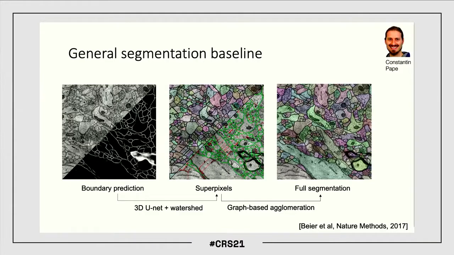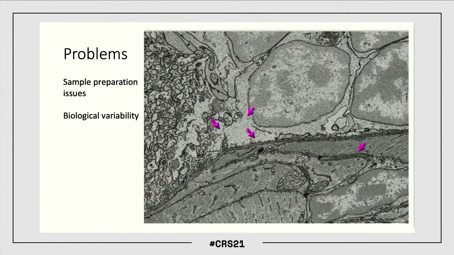And well, this works well, but it has its limitations. The limitations mostly come from the problems of sample preparation issues, where some of the arrows on this image are pointing to areas where we think there should be a boundary, but there isn't one. So it's missing in the image. We don't know why it's gone. It happens. Sometimes parts of your boundaries will just not be there.